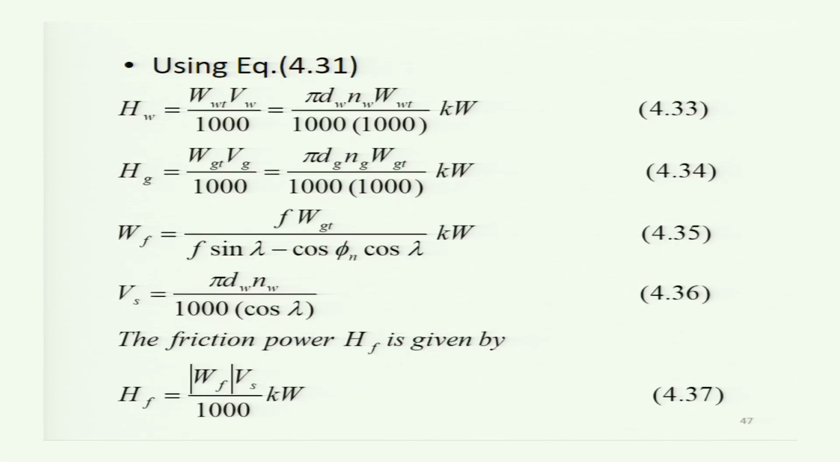Using equation 4.31, we get the heat generated at the worm, heat generated at the gear, and the frictional force, then the pitch line velocity and the friction power HF. The friction power HF is WF, the frictional force, times the pitch line velocity, divided by 1000, in kilowatts.